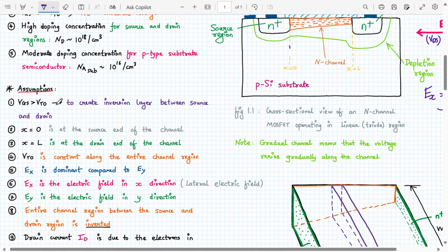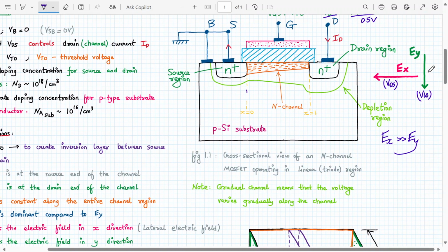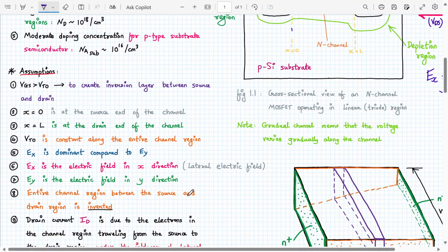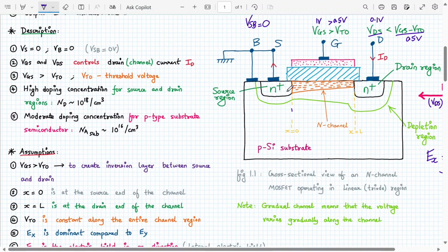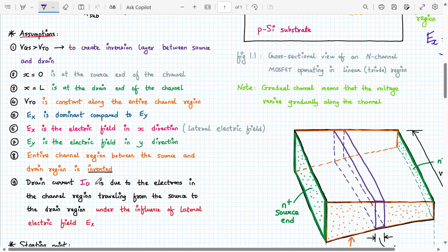First is VGS greater than VTO. Then x equal to 0 is the source end of the channel, x equal to L is the drain end of the channel. Then the threshold voltage is constant along the entire channel region, Ex is greater than Ey. Here we have written what Ex and Ey are. Then the entire channel region between the source and the drain is inverted. That means the channel is present at both the source and the drain end. And the drain current ID is due to electrons in the channel region traveling from source to drain under the influence of Ex only.